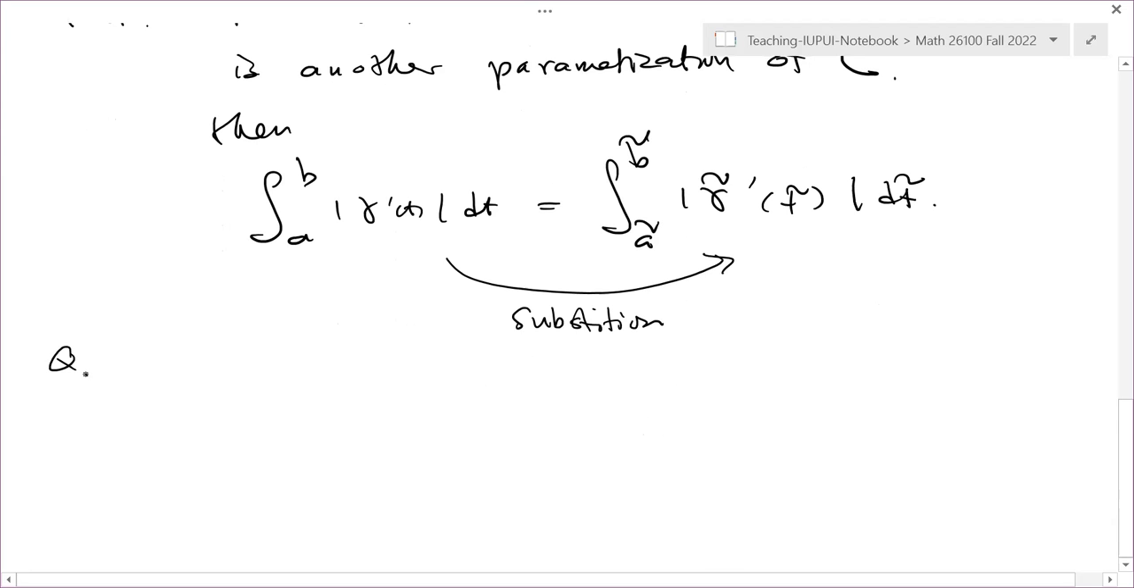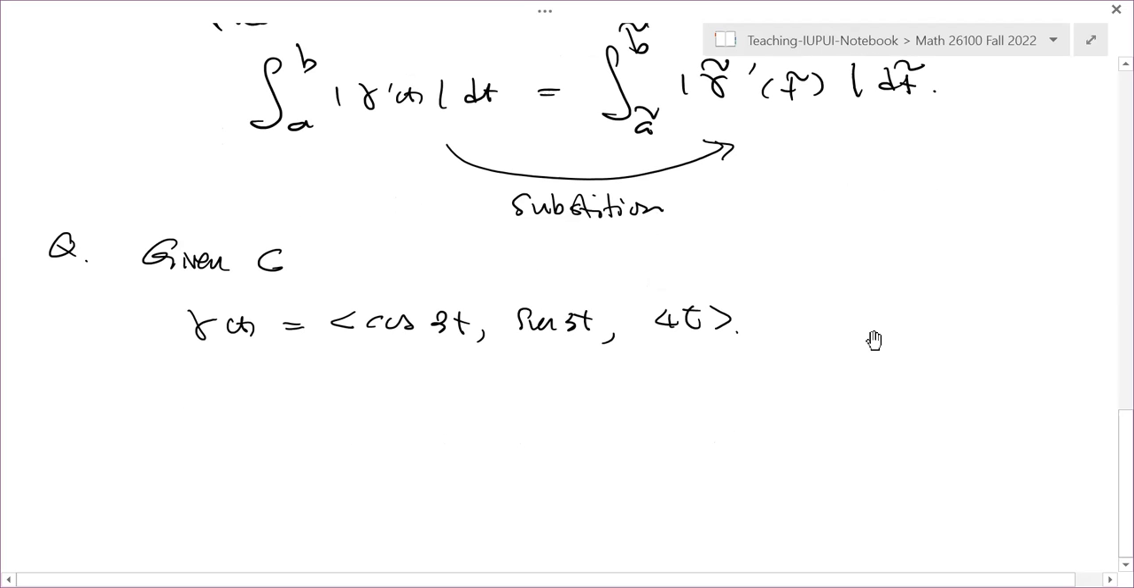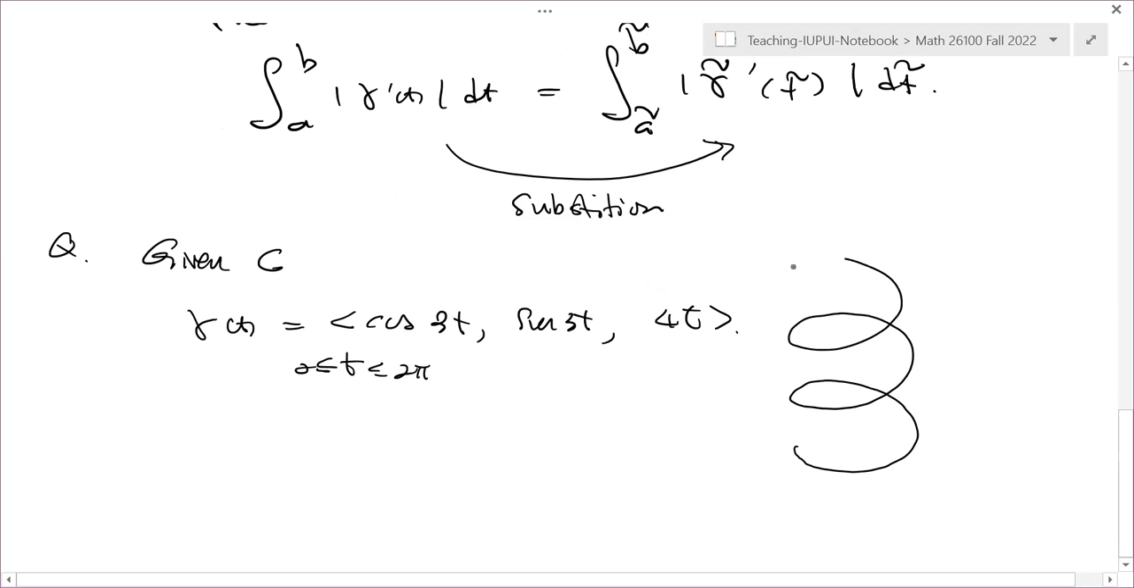Let's take a look at the example here. The curve C is described by this parametrization: cosine 3t, sine 3t, and 4t. If you want to describe this curve, this is a helix, and t is between 0 and 2 pi. I think it rotates 3 times: 1, 2, 3. I want to find the length of this. Find the length.